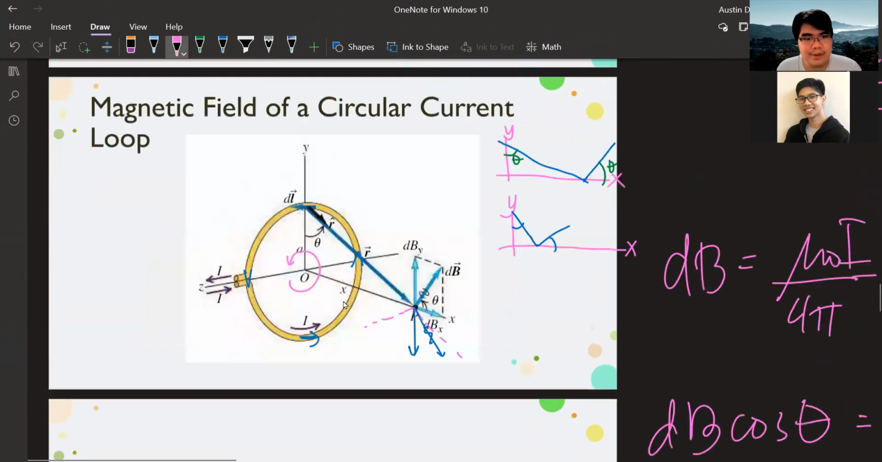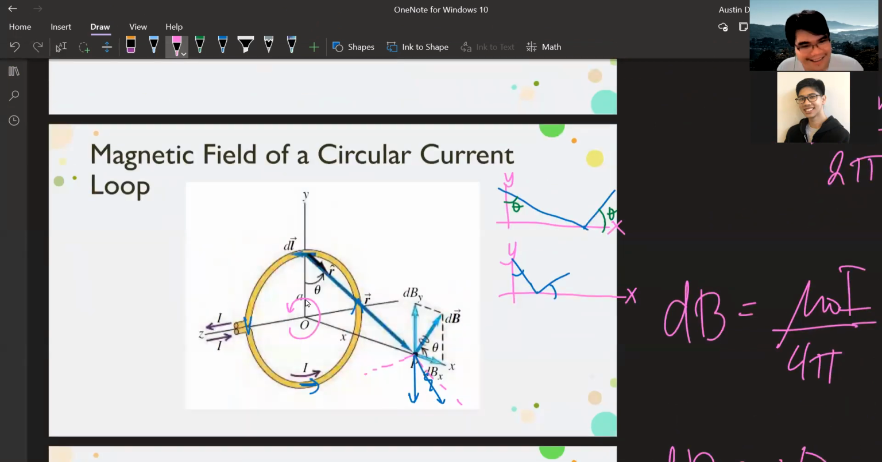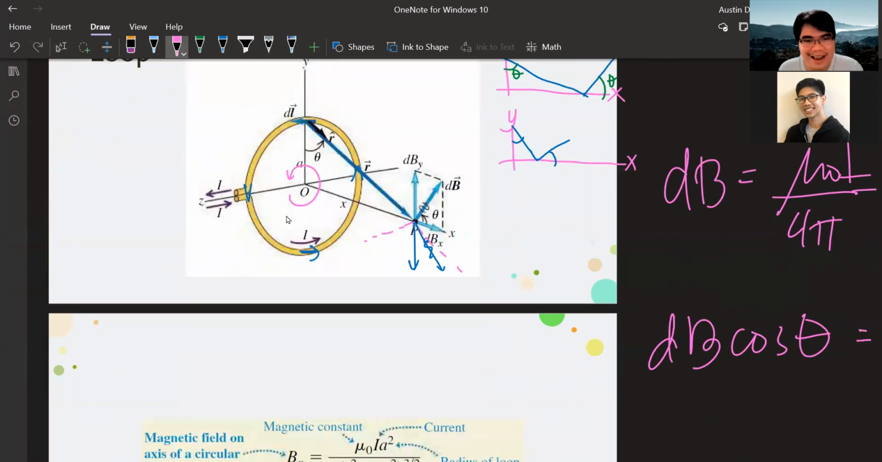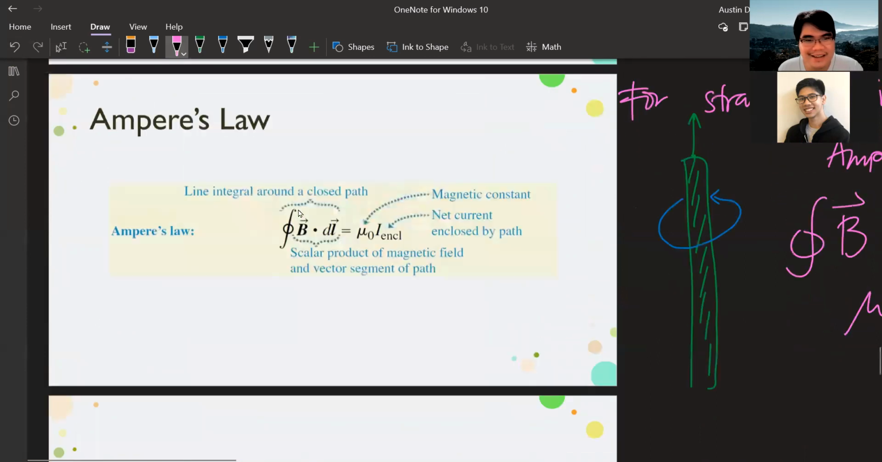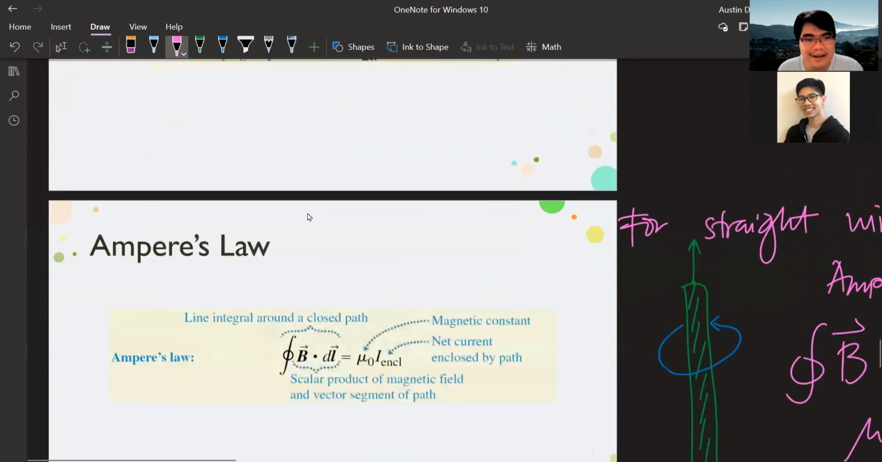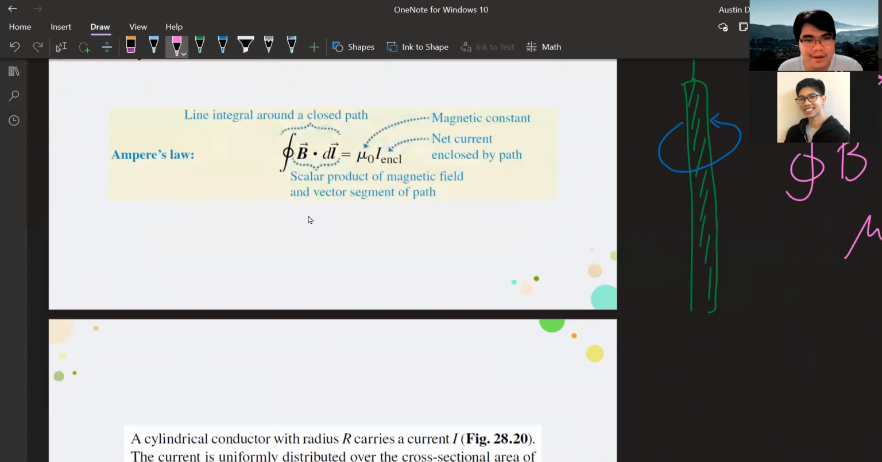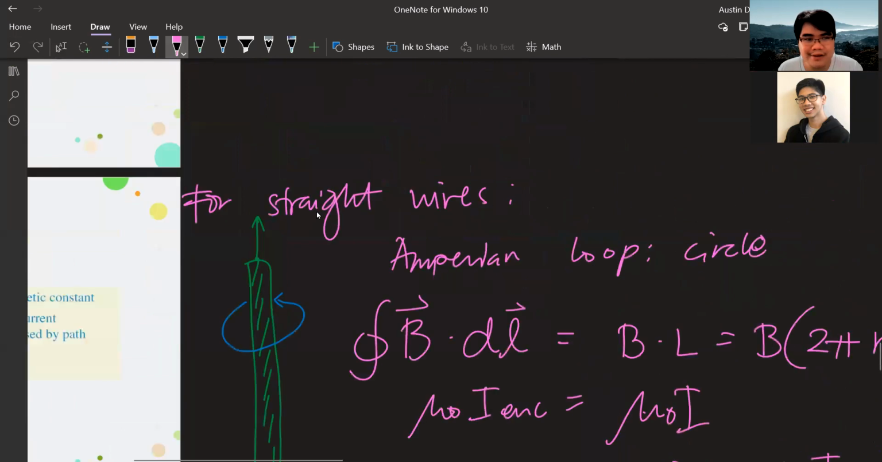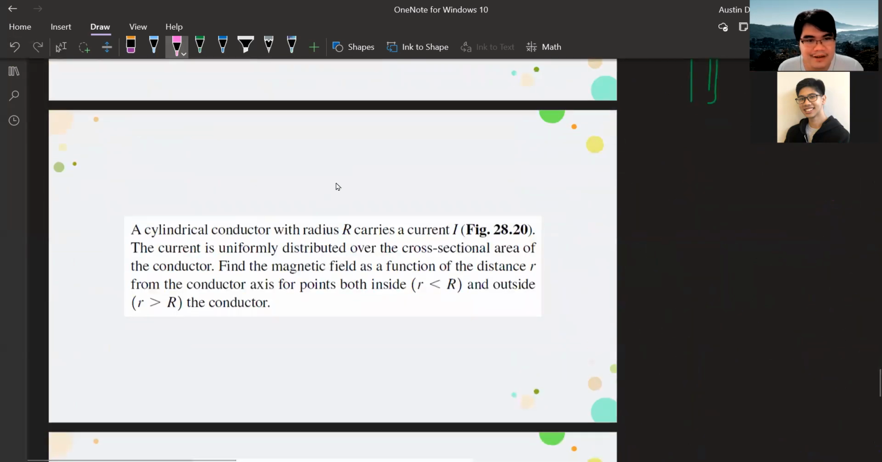Okay. So can we do Ampere's law for this? Hindi. Hindi, kasi mahirap imagine yung field niyan. Okay, mahihirapan tayo. May mga piling configuration lang wherein you can use the Ampere's law. Okay, so let's try this example. A cylindrical conductor with radius R carries a current I.